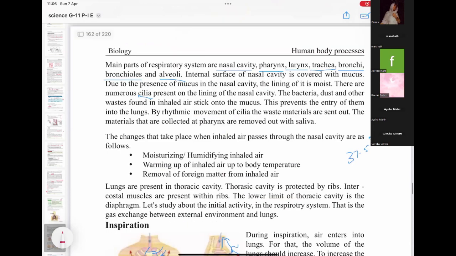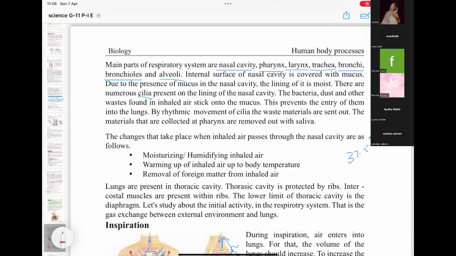So what are the main parts of the respiratory system? Nasal cavity, pharynx, larynx, trachea, bronchi, bronchioles, alveoli. So these are the main parts. And the bronchi, bronchioles and alveoli are all inside the lungs.